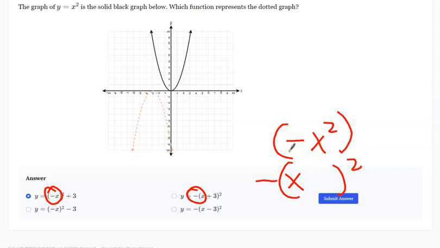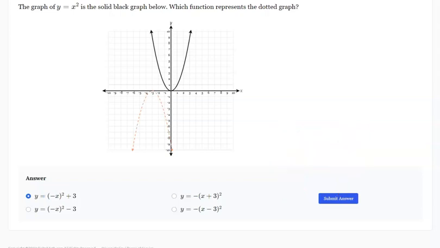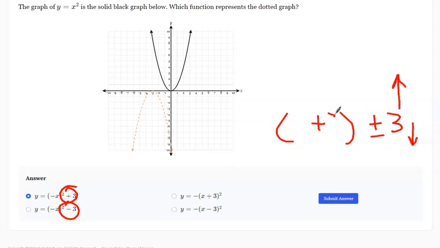So it doesn't matter. This location is still a reflection. What does matter is this value. If it's outside the group, that's a move up or down. If it's inside the group, that's a move left or right.